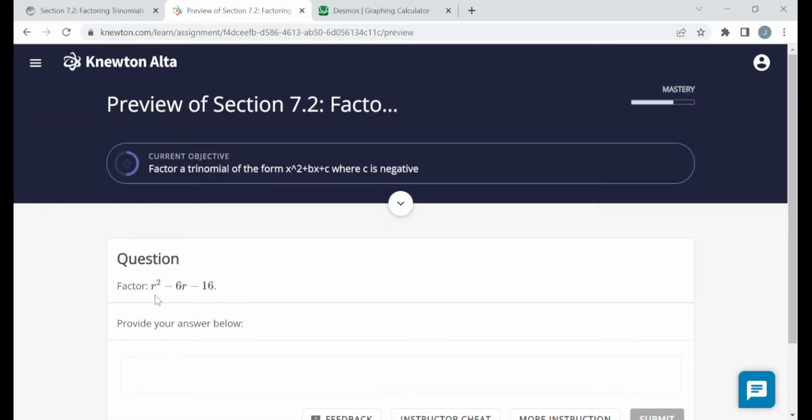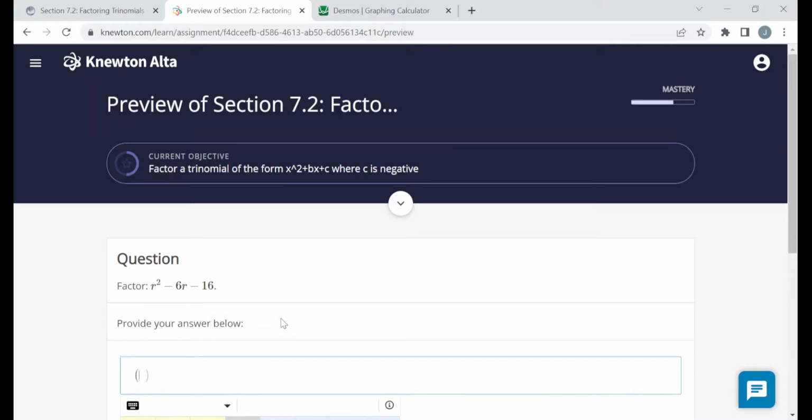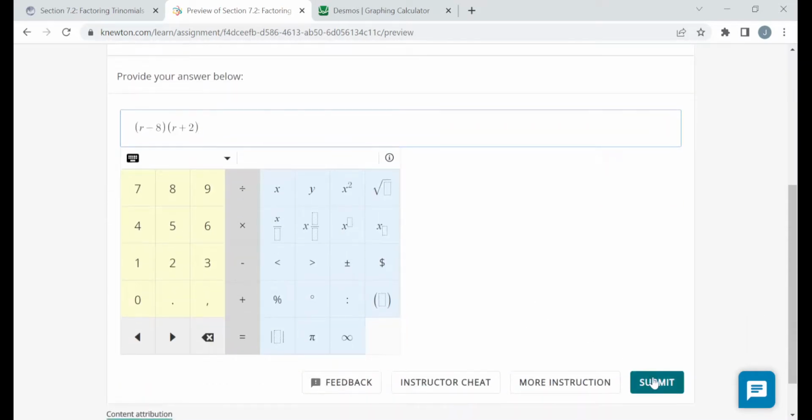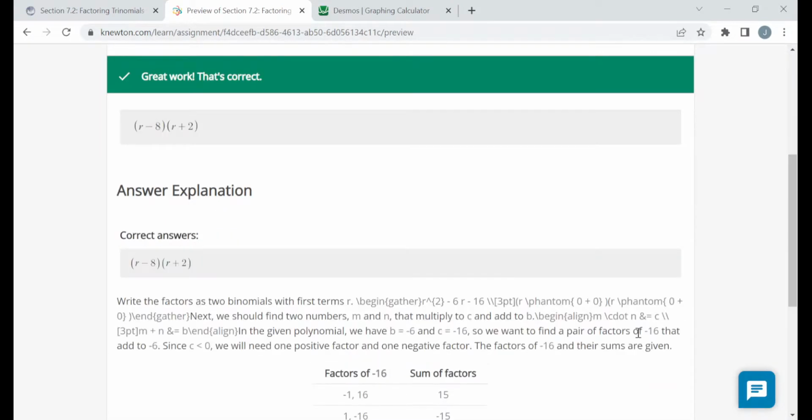So back to one of these, r squared minus 6r minus 16. All right, so the factors of negative 16 that would add up to negative 6 would be negative 8 and positive 2. All right, negative 8 times positive 2 would be negative 16. Negative 8 plus 2 would be negative 6. And because the lead coefficient is 1, I can just jump right to the factors very quickly. R minus 8 times R plus 2, right, using negative 8 and positive 2. Or R plus 2 times R minus 8. And check by multiplying if you want.